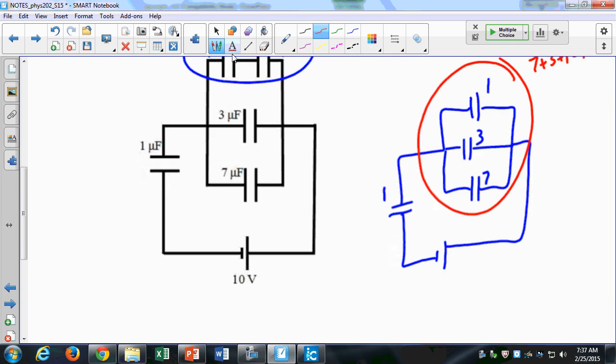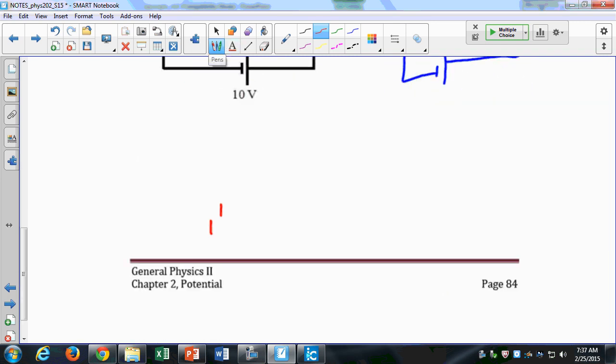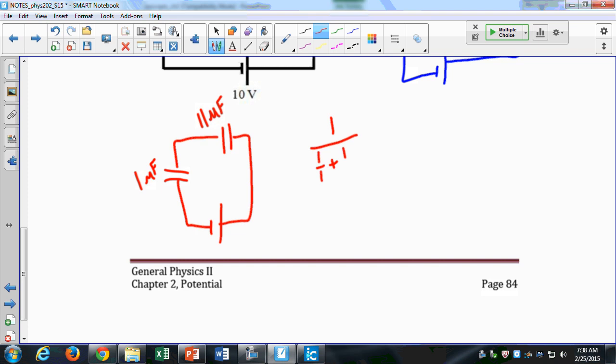And then I have a circuit that is just a 1 microfarad capacitor and an 11 microfarad capacitor. Right, and then I find the equivalent from that. So that's going to be 1 over 1 plus 1 over 11. Let's see, that's 11 elevenths plus 1 elevenths, 12 elevenths. That's 11 twelfths. So the equivalent capacitance of that circuit will be 11 twelfths microfarads.